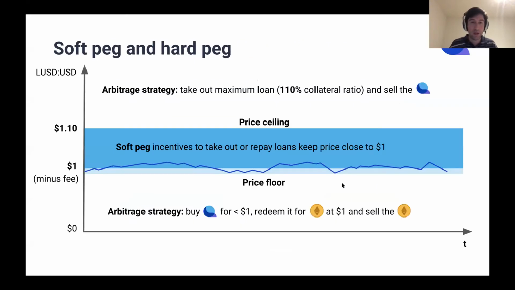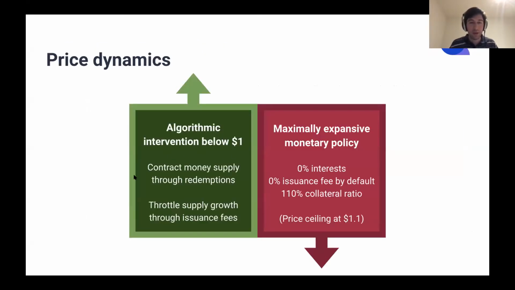So that's the main idea. And to summarize, the price of our LUSD token should be squeezed between the price ceiling of $1.10 and the price floor at $1, even though the lower price floor is a bit fuzzy because we have this redemption fee, which is variable. So it may drop a bit lower than $1, but in the long run it should hover around this $1 range.